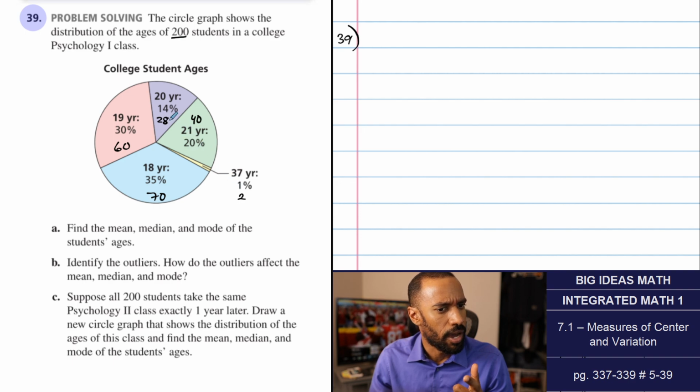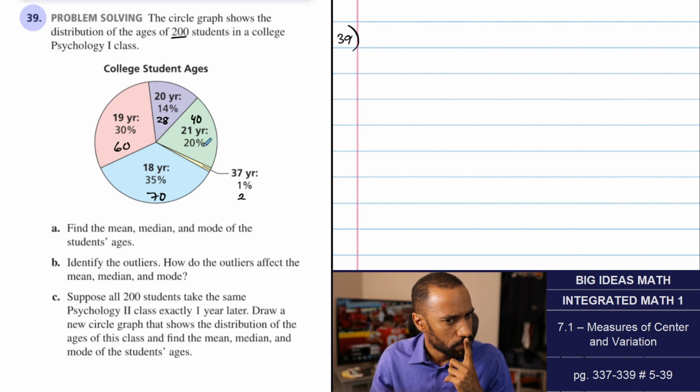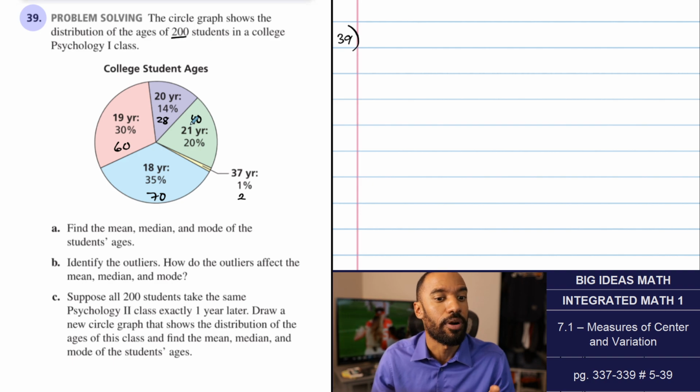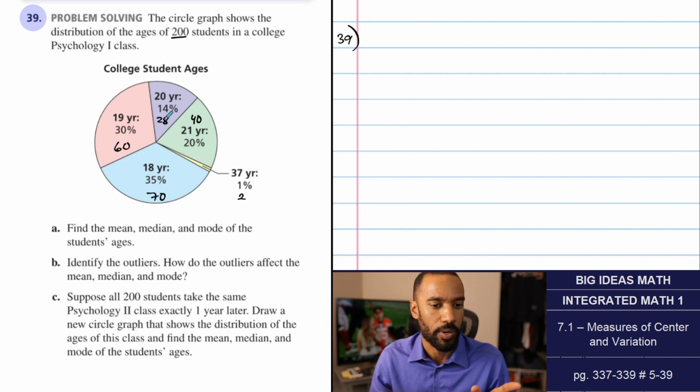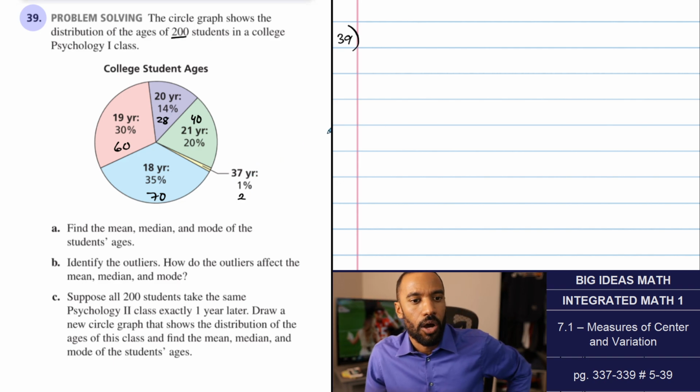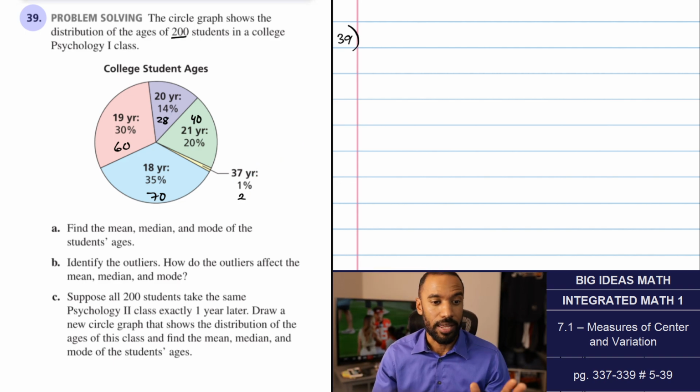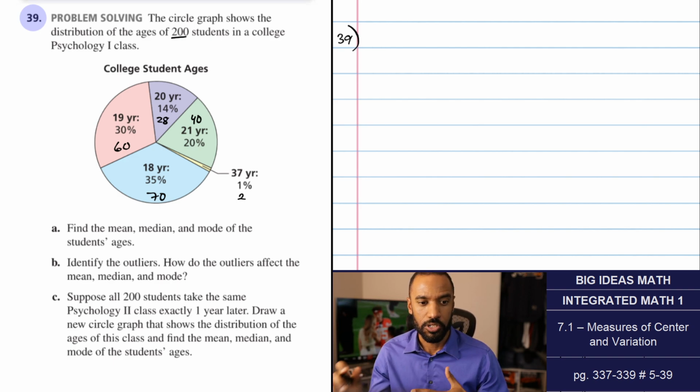I did something wrong. 20%, 40. I was adding 20. Let's do that again. 60 plus 70 is 130, plus 40 is 170, plus 28 is 198, plus 2 is 200. Got it. Okay, so that's the 200 students. So there are 40 21-year-olds. There are 70 18-year-olds, right?